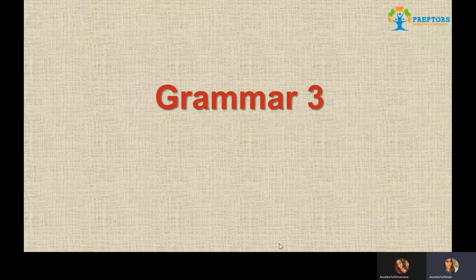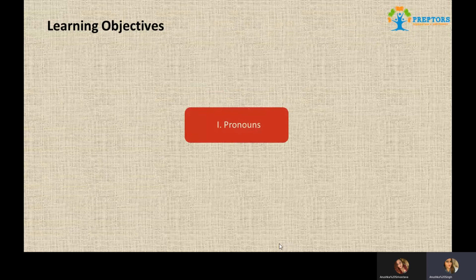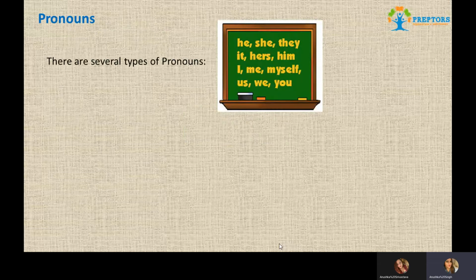Hello everybody. Today we are going to concentrate on a very interesting and important topic, which is grammar: pronouns. Now when we talk about pronoun, what comes to our mind? First we will try and understand several types of pronouns and then we will come to know what a pronoun is. The prefix pro in the word pronoun stands for a noun, and a pronoun is basically in place of a noun or a substitute of a noun.